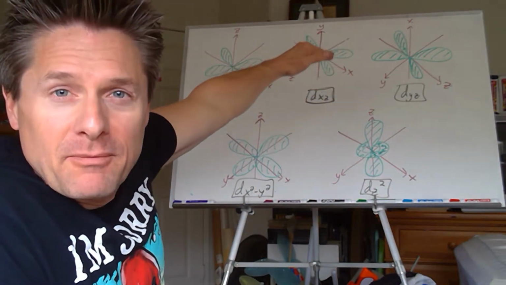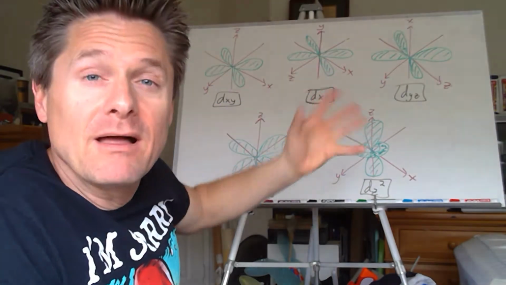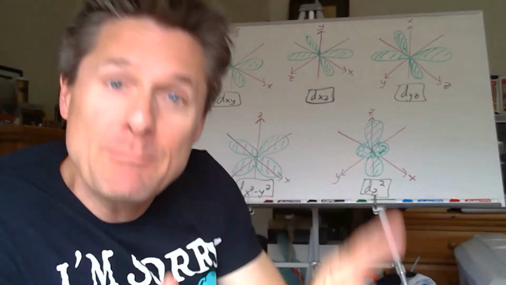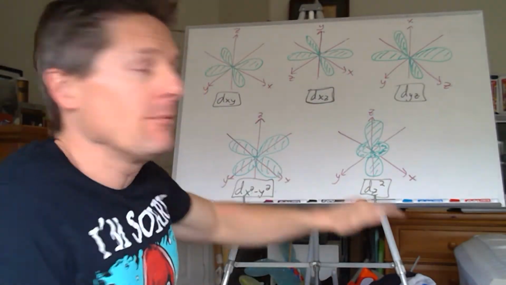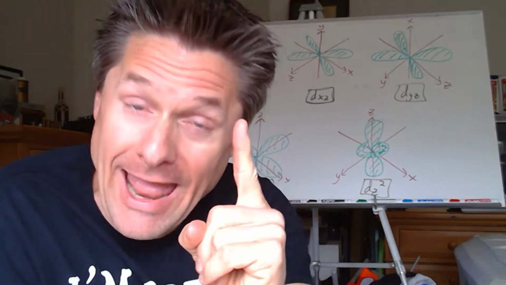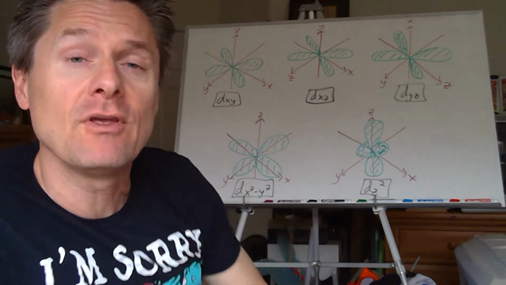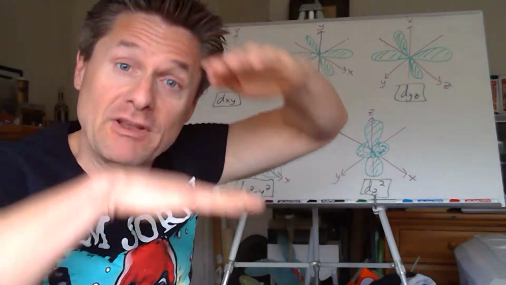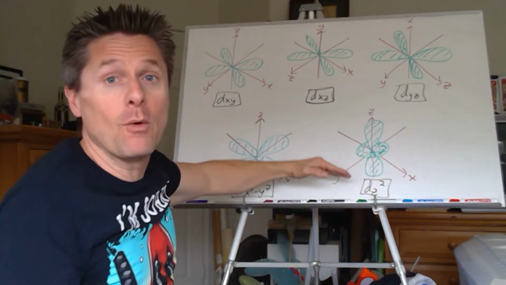I separated the 3 on top and the 2 on the bottom because of the way they're oriented. The 3 on top are oriented in between axes. The 2 on the bottom are oriented on an axis. That's going to make a huge difference when those ligands come in to cause d orbital repulsion and shifting of those energies. These tend to go in groups.